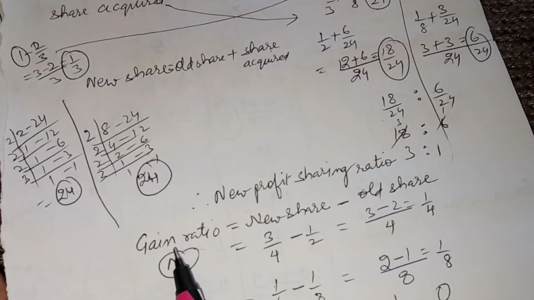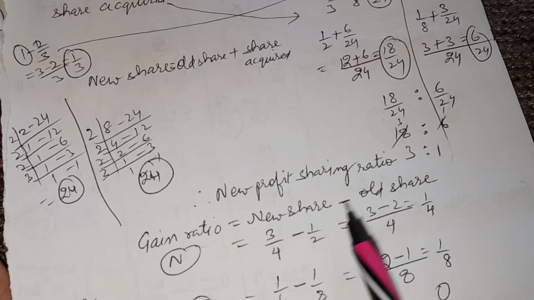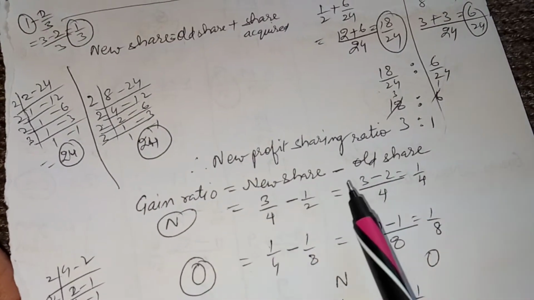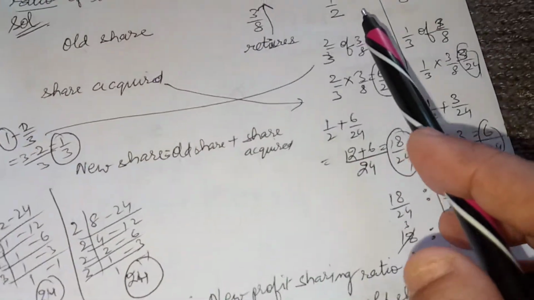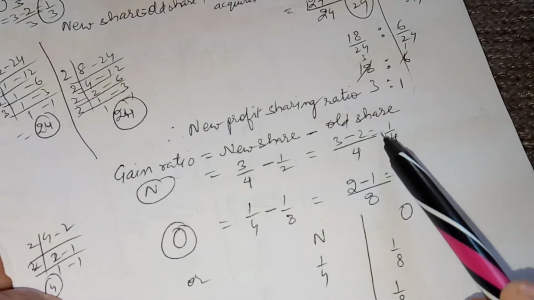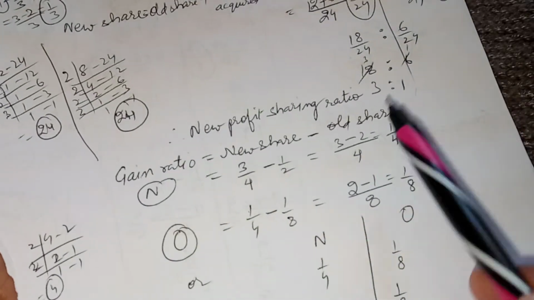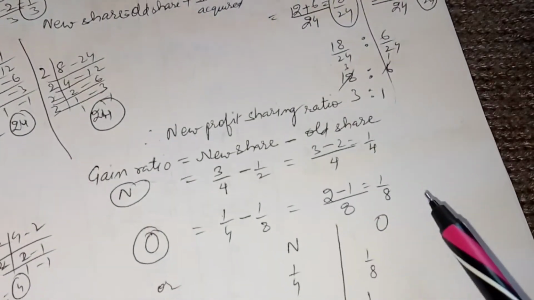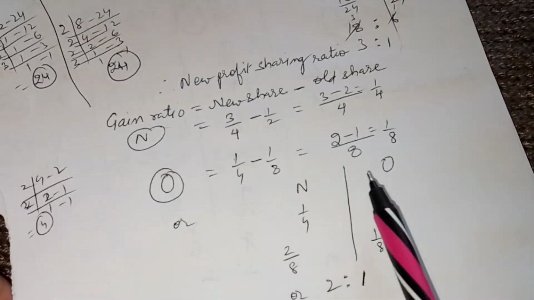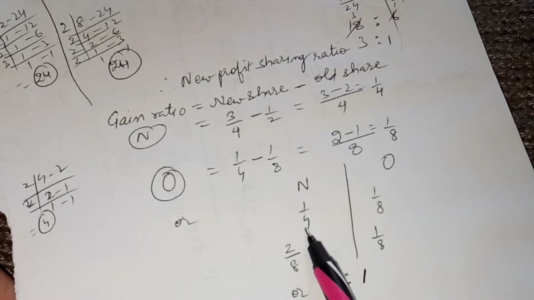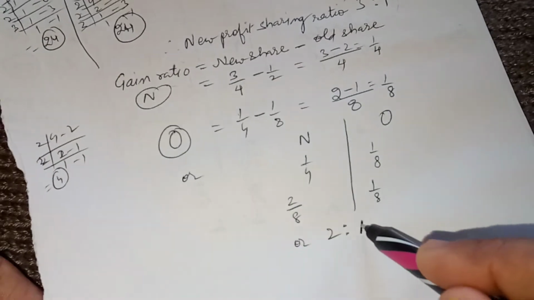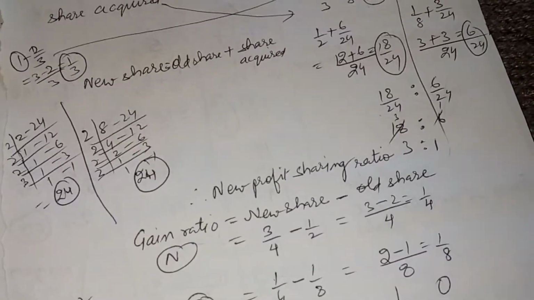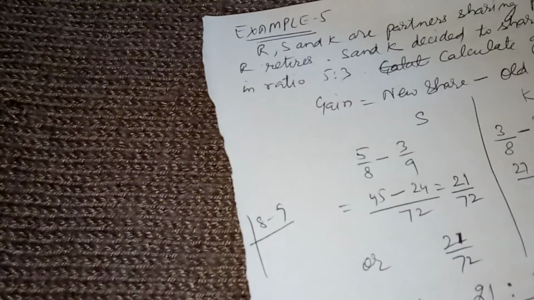And gaining ratio is new share minus old share. So new share is 3/4 for N minus old share 1/2, so it comes out to be 1/4. And for O, new share is 1/4 minus old share 1/8, so it comes out to be 1/8. Now N and O's gaining ratio is 1/4 to 1/8, equalize the denominator, it comes out to be 2:1. So that is it. And then come to the next example.